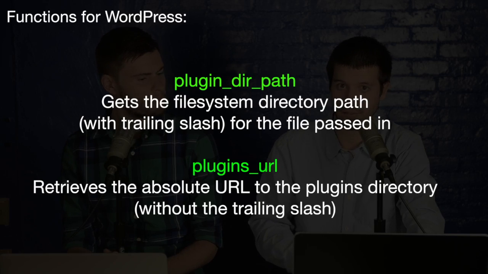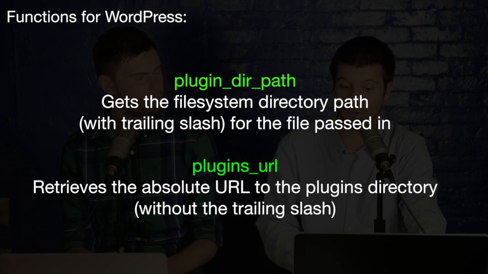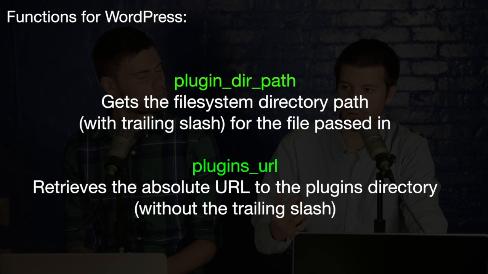Another tip: some functions that we didn't get to talk about, that we think you should be aware of when you're creating a plugin. Two of them are PHP specific, two of them are WordPress specific. We'll cover the WordPress specific ones first. plugin_dir_path gets the file system directory path, with a trailing slash, for the file that's passed into it. It can be useful if you need to reference that throughout your plugin for whatever you might be doing.